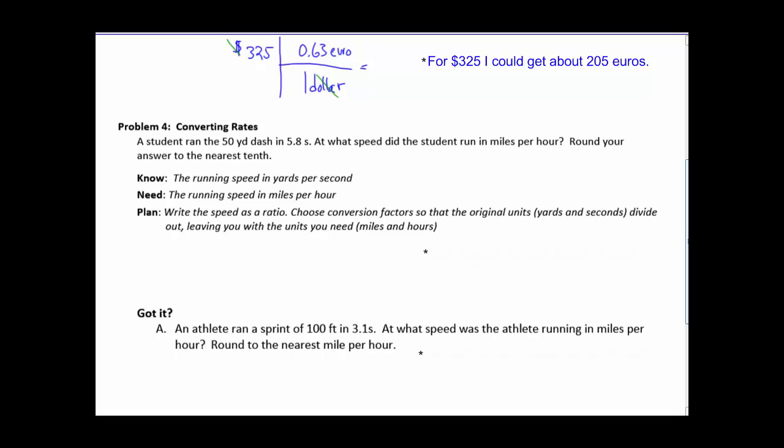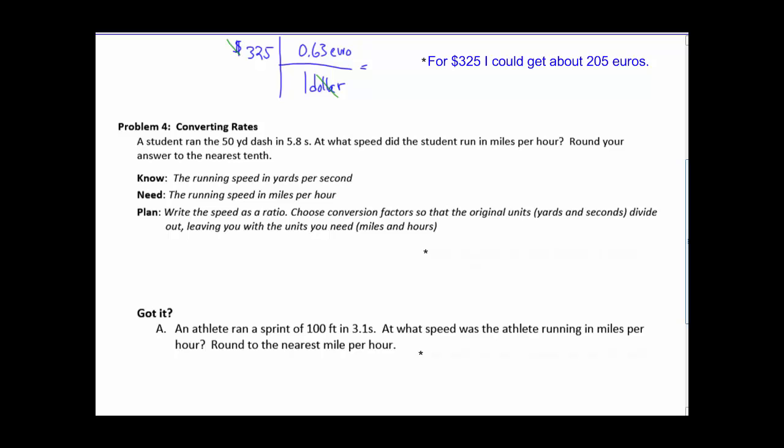We can take a student that ran the 50-yard dash in 5.8 seconds. At what speed, the unit rate in miles per hour? Then we want to round our answer to the nearest tenth. If you notice, we have to change yards to miles and seconds to hours. So there's a couple questions. What is the problem asking for? Again, we want the speed in miles per hour.